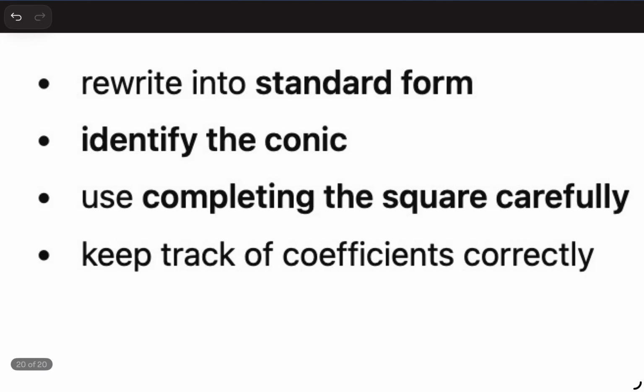In this video, we're going to be doing some practice problems where we take the standard form of a conic. We're going to identify which conic it is, and we're going to complete the square. Now, let's start off with our first question.